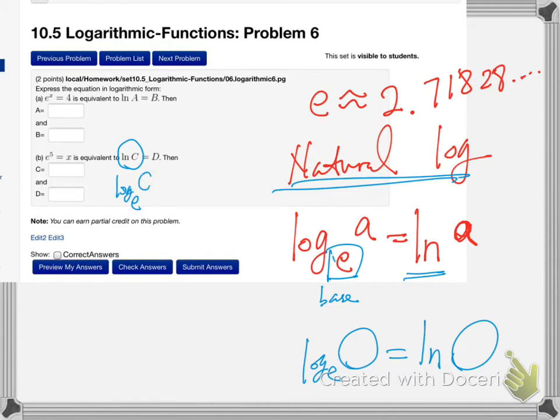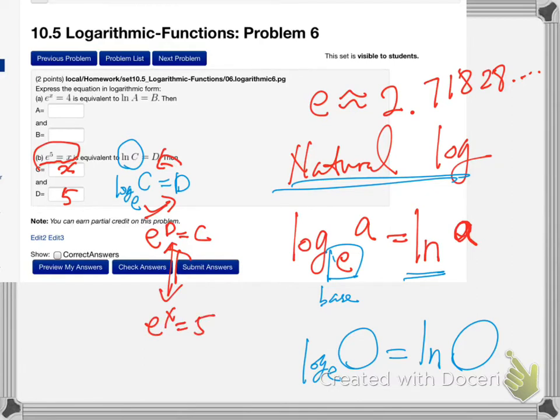So for this problem 6, first you have to change this ln, natural log, to log E, and then you put C is equal to D. And then you draw the circle: E to that power is C. So E to the D's power is C. Here we got C is 5 and D is X, because E to the X is 5. So you compare this: C is 5, D is X.